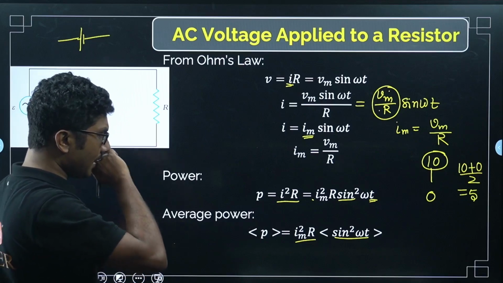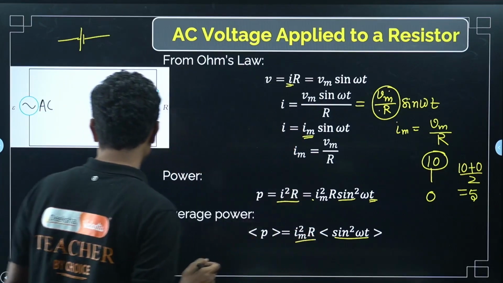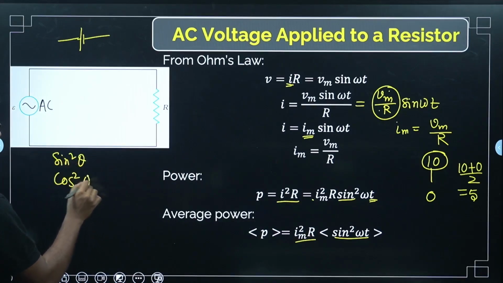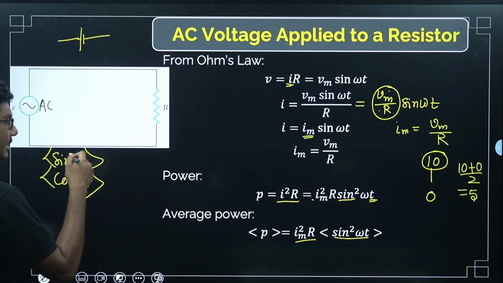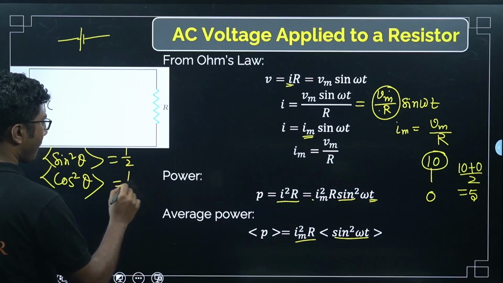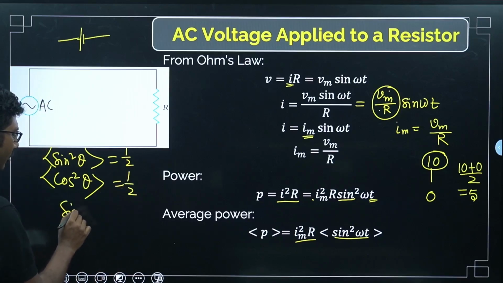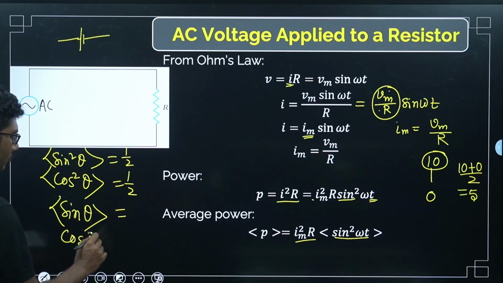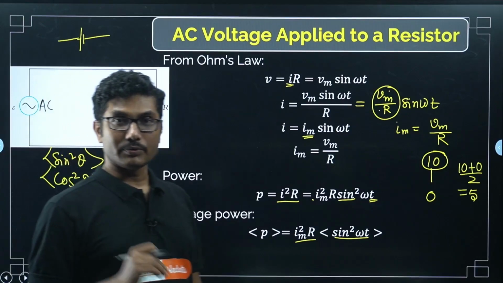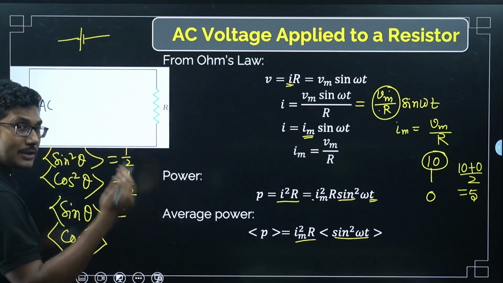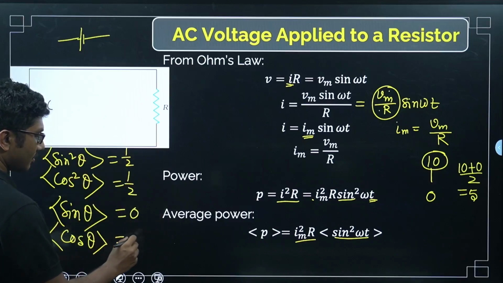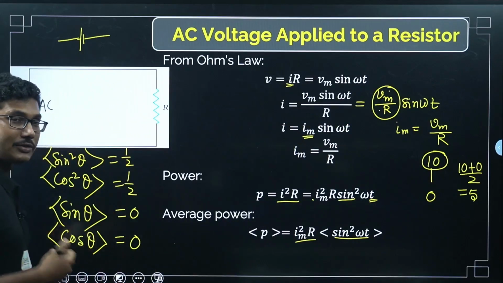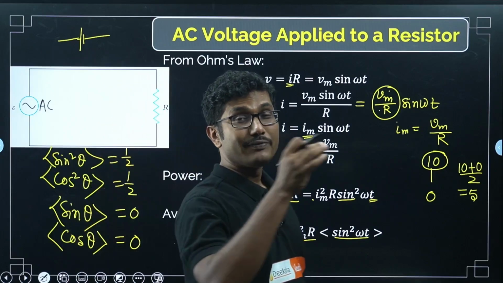Now you should remember that the average value of sine square theta, or even cos square theta, when theta is changing, is half. Similarly, when you are talking about the average value of plain sine theta or even cos theta, we know that sine theta varies from plus 1 to minus 1, right? So its average value will be plus 1 minus 1 divided by 2, that is 0. So the average value of sine theta and cos theta is 0. The average value of sine square theta and cos square theta is half. It is briefly discussed in your textbook.